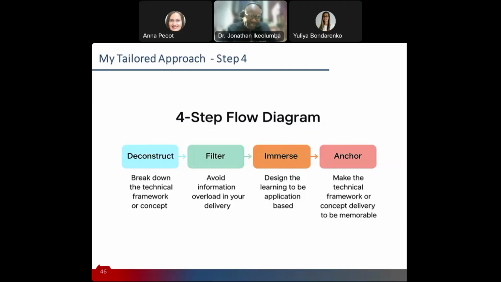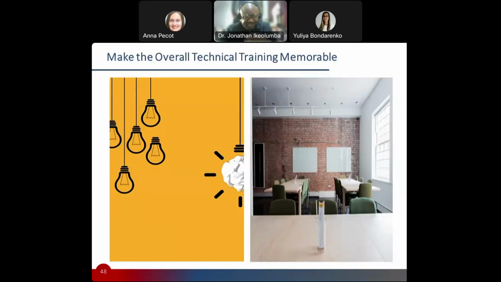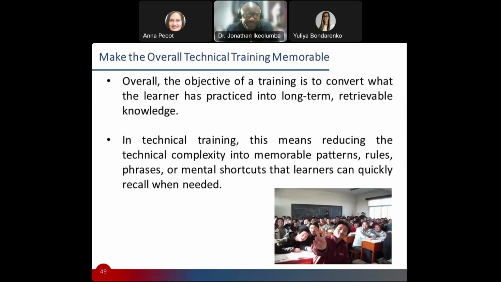So deconstruct the technical framework, filter out the noise by making sure there's a lot of information that is unnecessary on your presentation to be out of it. It could be sent as an attachment. Make sure that they have immersed themselves into it. It must be application based, and then finally think about the overall experience, and that's where you anchor your message. So make the overall experience a memorable one, right?